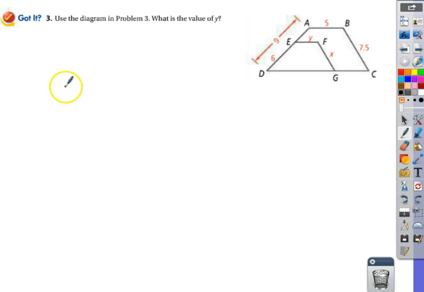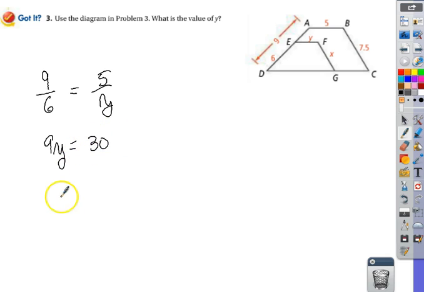All right, so hopefully what you did was you set 9 over 6. Remember, the bigger one over the smaller one, because the bigger quadrilateral came first, is equal to 5 over y. A lot of times people get confused and they flip the second one because they always want their variable to be in the top. Be careful about that. Cross multiply and you get 9y is equal to 30. So y will equal 30 over 9, which is, I can divide both of those by 3. So that's going to be 10/3.